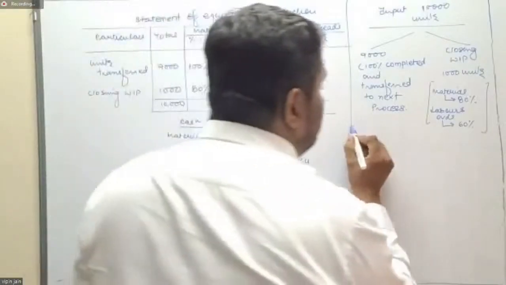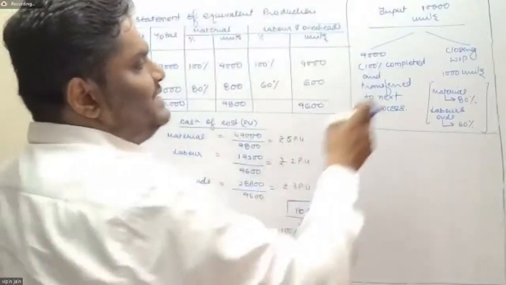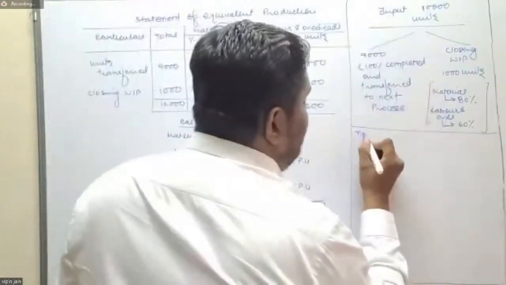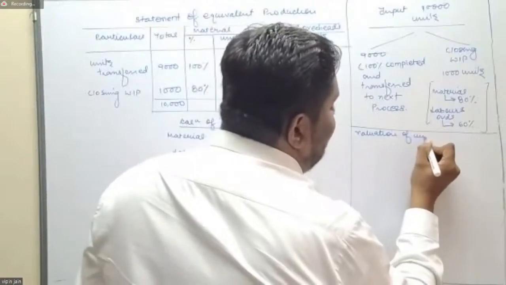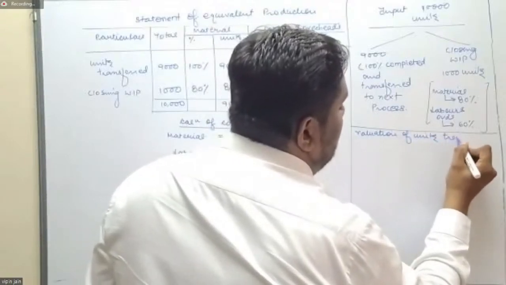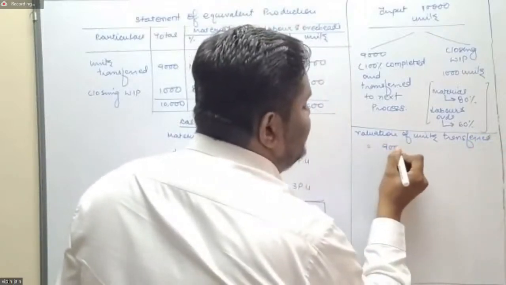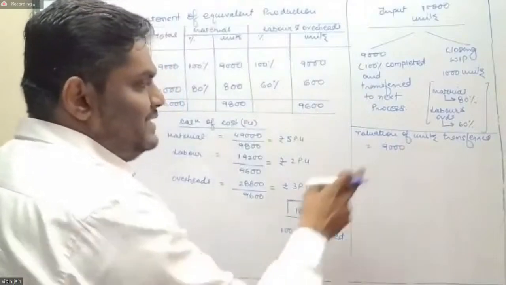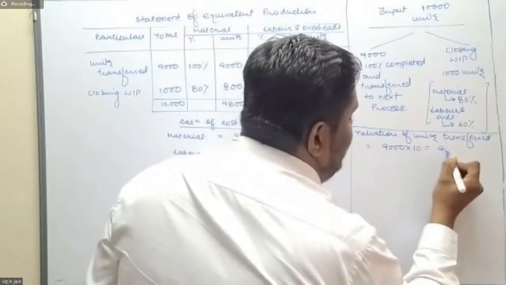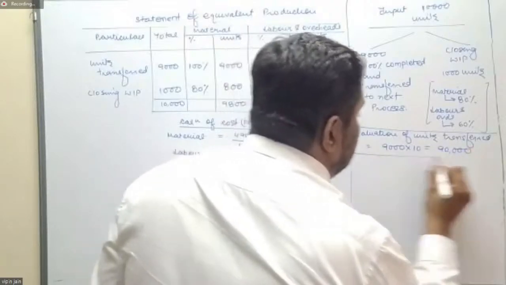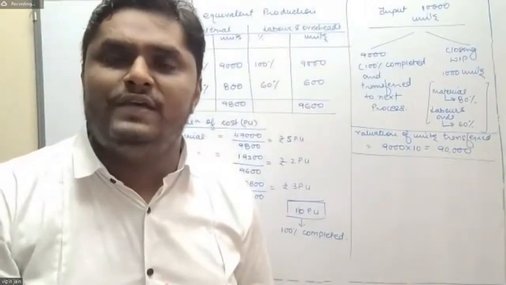So now it's easy for us to value the units that are transferred to the next process, that is valuation of units transferred. This will be total 9,000 units transferred and the cost per unit, since they are 100% complete, is rupees 10. So this will be 90,000. Now moving towards the next part, that is valuation of closing work in progress.